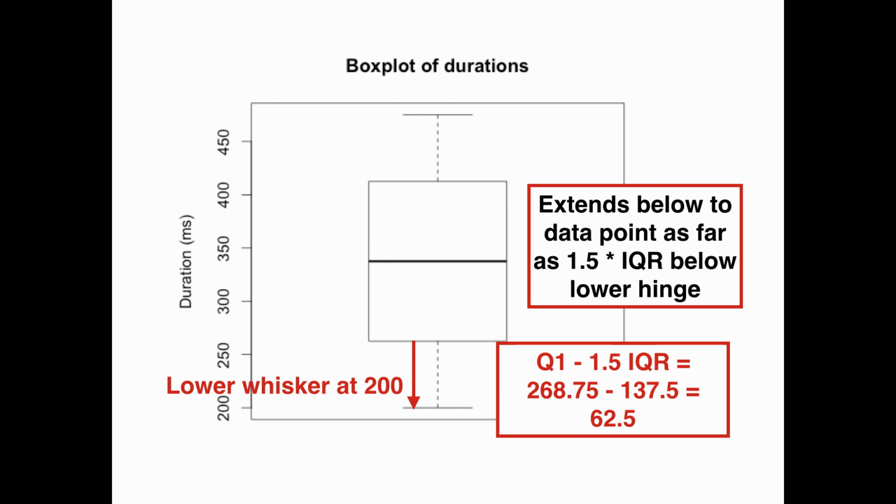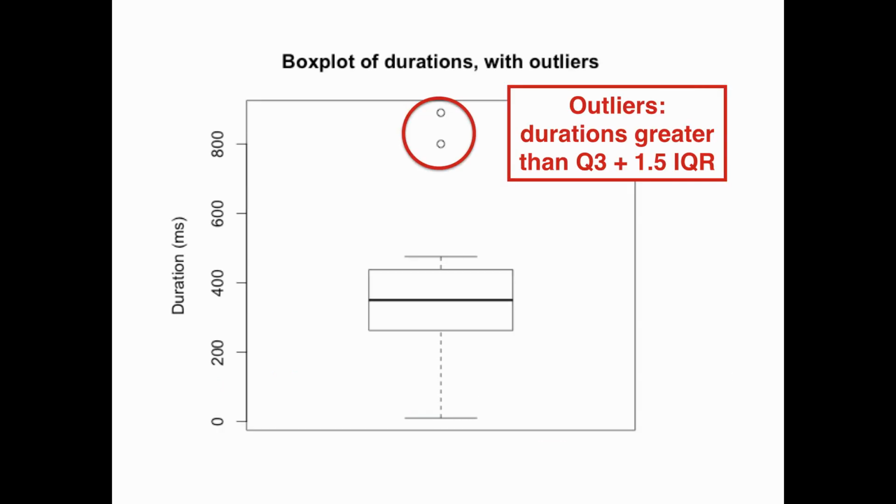The last thing I'll just mention is if you see points that occur beyond the whiskers, those are called outliers. Here we have an example where we have durations that are greater than Q3, that is quartile 3 or 75%, that is the upper hinge, plus 1.5 times IQR. So that's what outliers look like when you have a box plot.